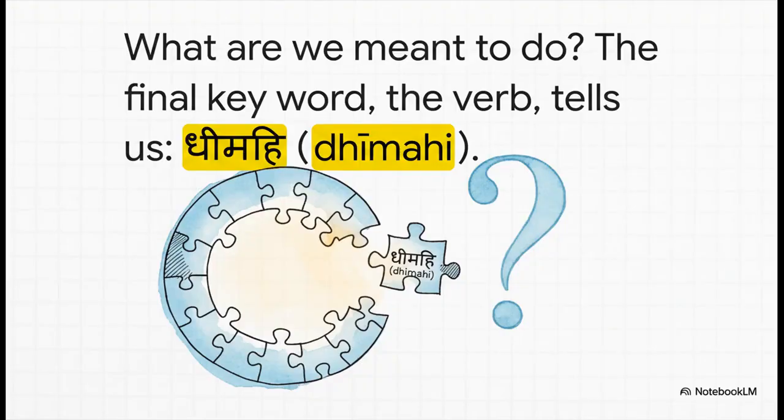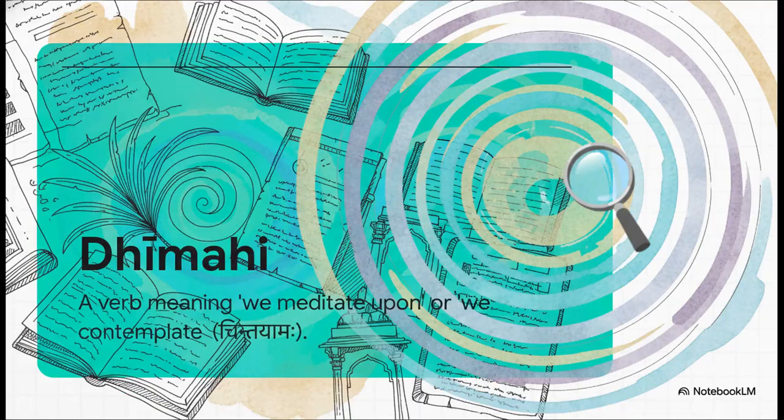So we have a divine creator and its excellent radiance. But what are we supposed to do with all that? Well, that brings us to the final key word, the verb of the sentence, Dhimahi. Dhimahi means we meditate upon. This is the action. It's an active engagement. The verse is basically a call to contemplate, to focus our minds on that divine splendor. And just like that, all the pieces are starting to come together.